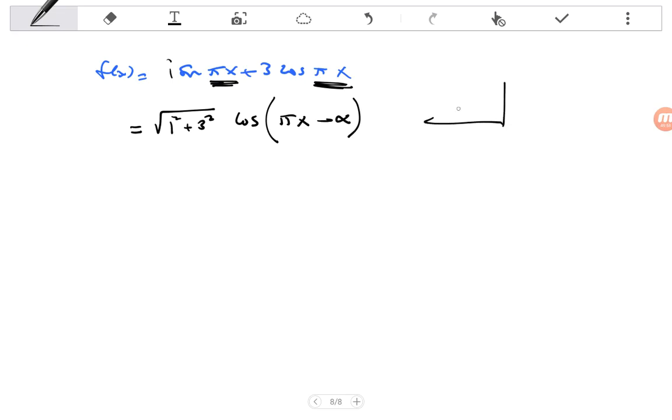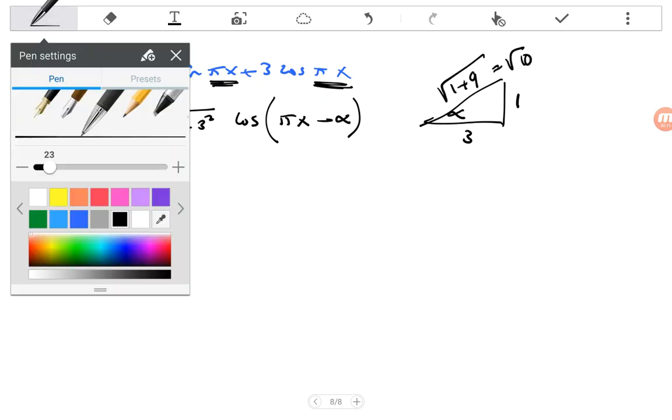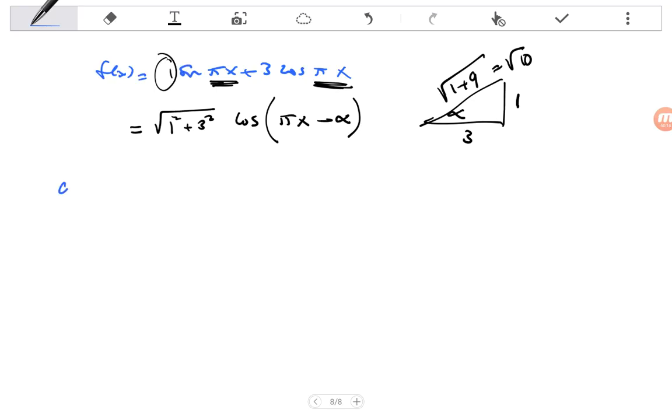What is the triangle of that alpha? The triangle of alpha will be the coefficient with the sine, which is 1, and the coefficient with the cosine, which is 3. So that will be the square root of 1 plus 9, which is root 10. Okay? So what will be the amplitude? The amplitude will be root 10.